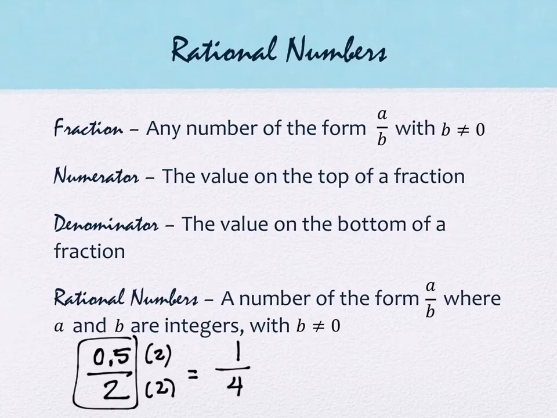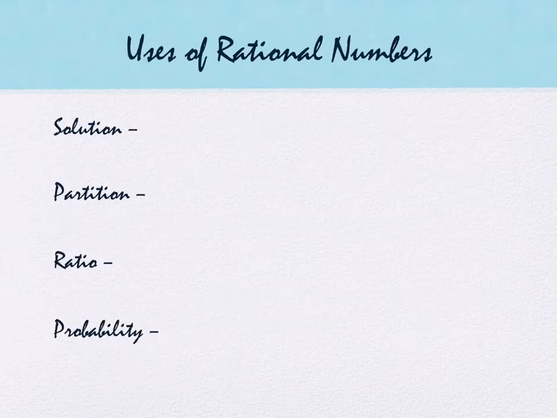Does that make sense? But there are numbers that don't fit here. Pi over 2 would be one of them. That would not be a rational number. There's several uses of rational numbers. We're going to talk about 4 of them specifically.